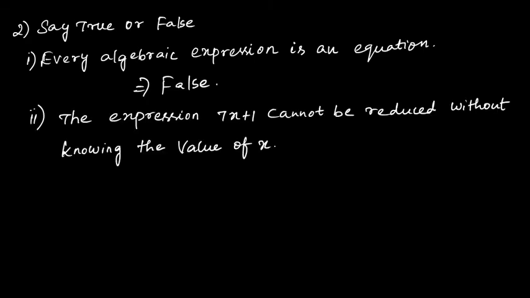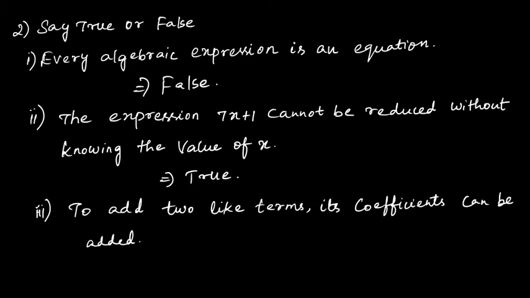Second question, the expression 7x plus 1 cannot be reduced without knowing the value of x. So if you know the value of x, you can substitute in the expression and then you can reduce it to a numerical value. So without knowing the value of x, you can't do anything to the expression. So the given statement is true.